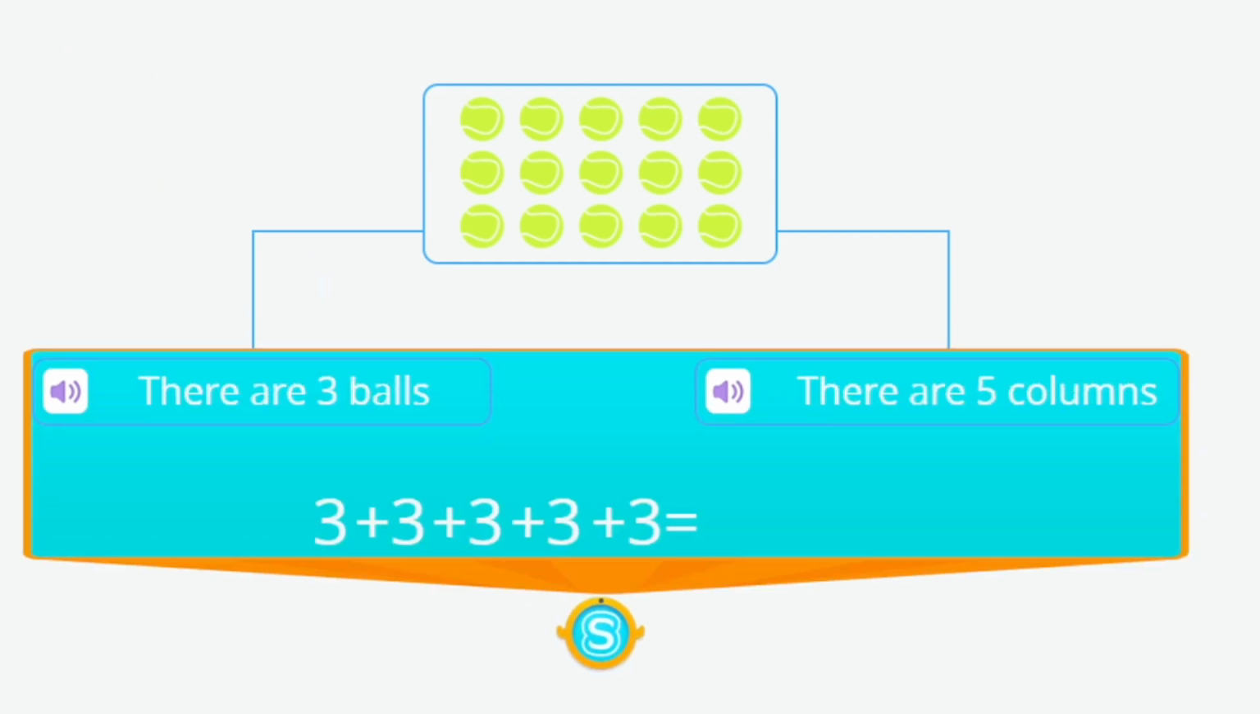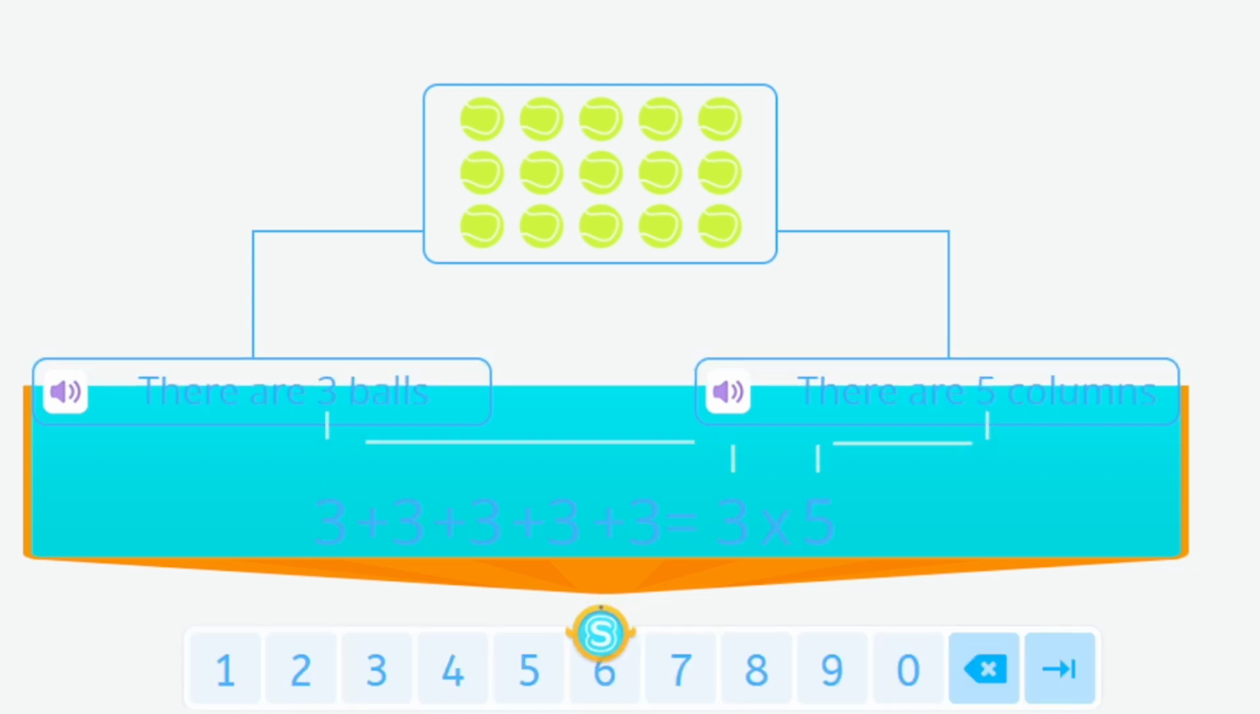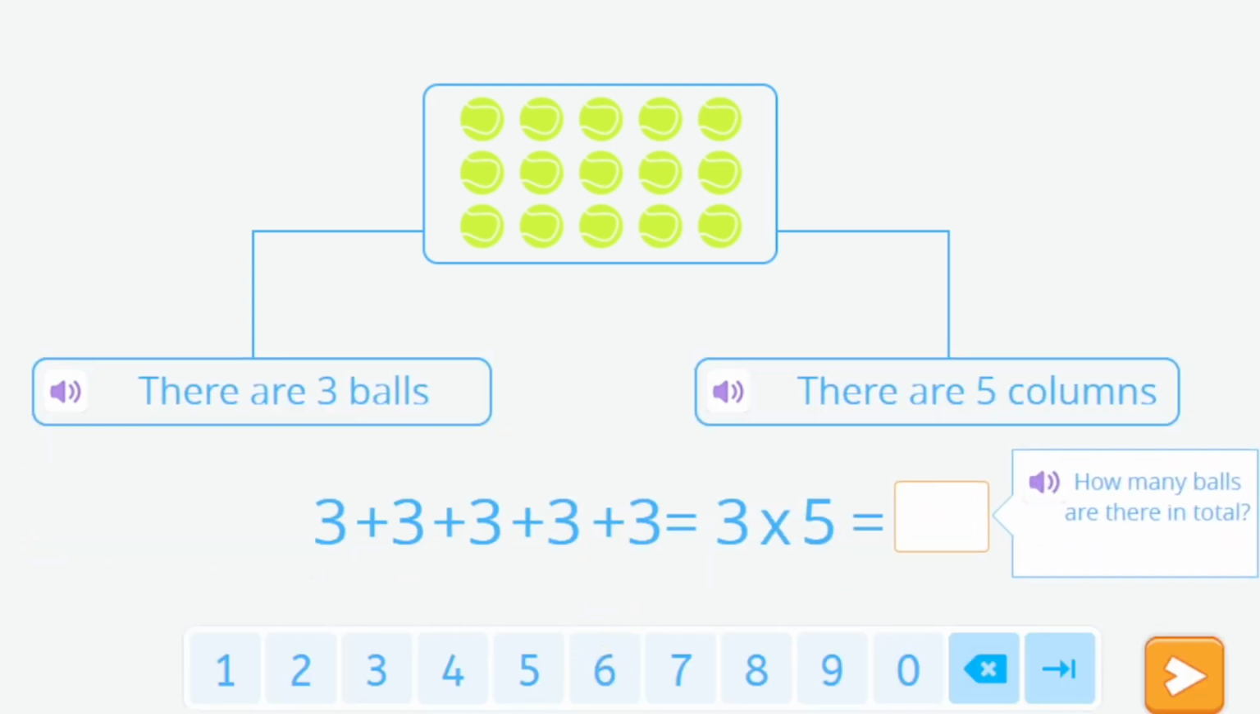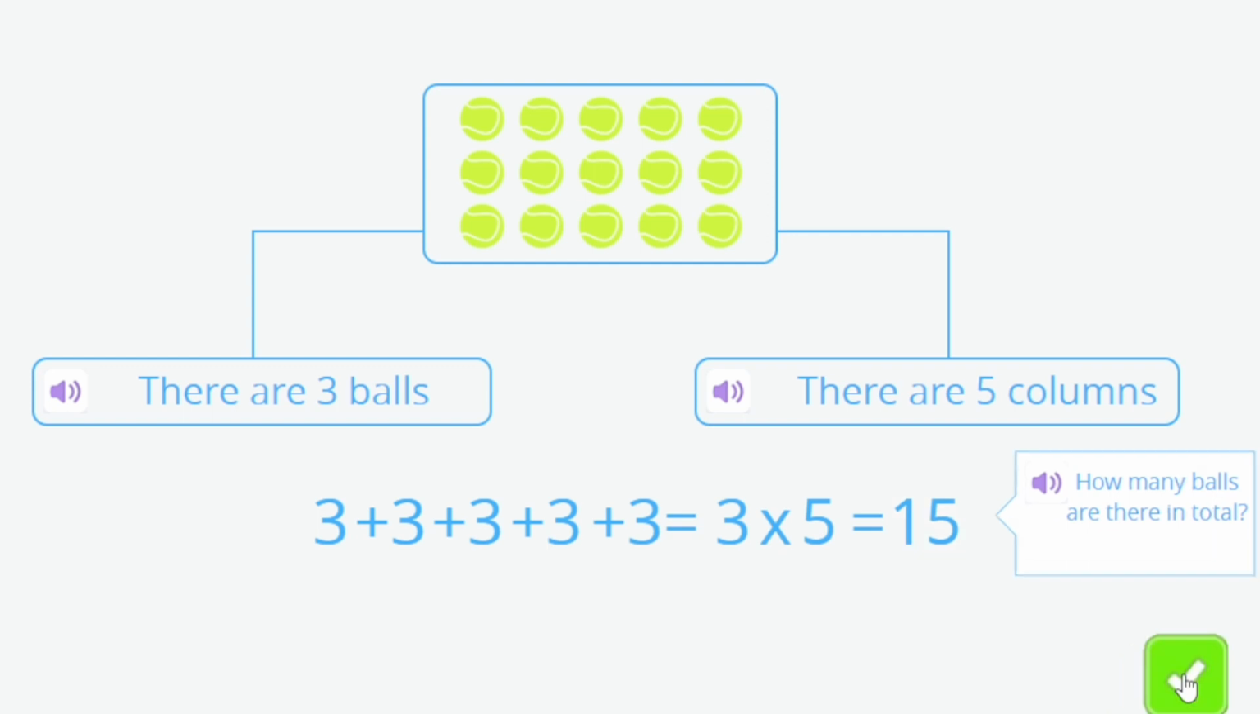Instead of writing a long, repeated addition problem, we can write it a simpler way using multiplication. First, we write the number of balls in each column, which is the number that is repeated. Then, we write the multiplication symbol. After that, we write the number of columns, which is how many times the 3 will be repeated. Finally, we write the result. Five times 3 equals 15.